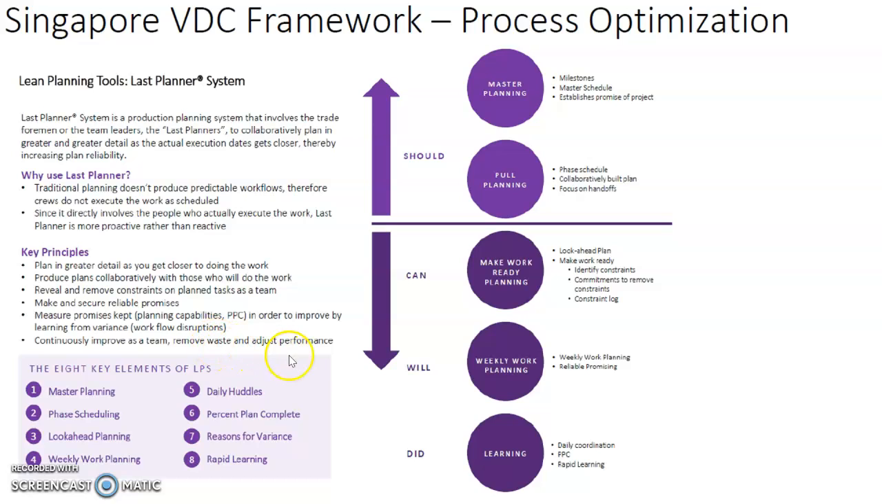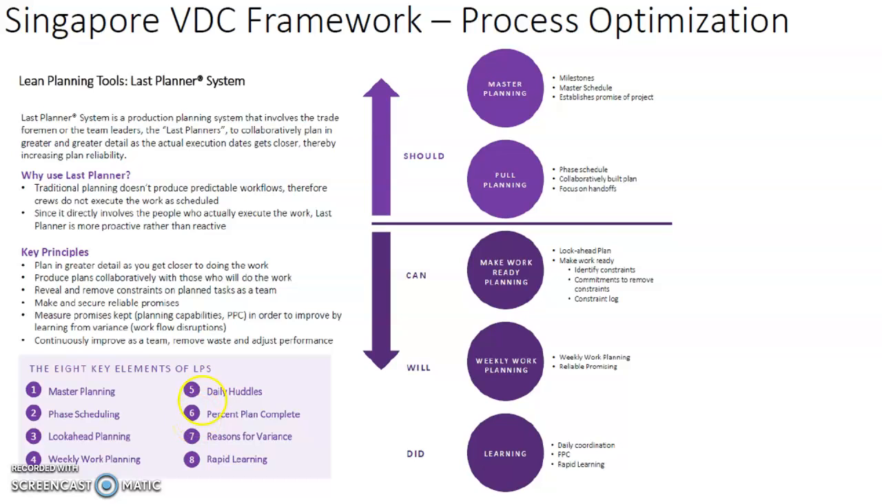And you remove waste and you adjust the performance. So when you are implementing the Last Planner System, these are the 8 key elements that you typically need to go through. You need to look into master planning, phase scheduling, look-ahead planning, weekly work planning, daily huddles. You need to look into the percent plan complete. You need to understand the reasons for variance and rapid learning. We'll be going through all this in a bit more detail in the later slides.